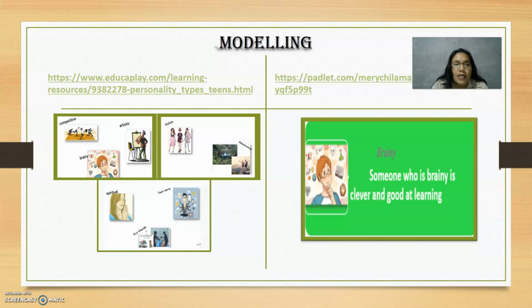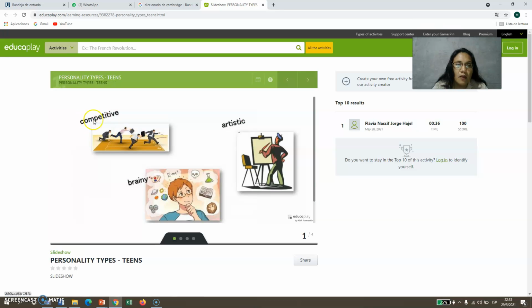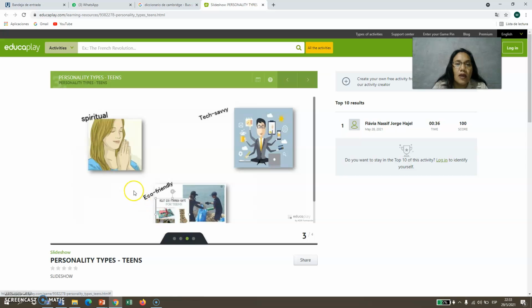Modeling. The teacher explains to the students the first activity, leading to the use of adjectives. Then the new vocabulary is explained through the slideshow. Here we have examples of adjectives. For example: competitive, artistic, brainy, stylish, adventurous, spiritual, tech savvy, eco-friendly.